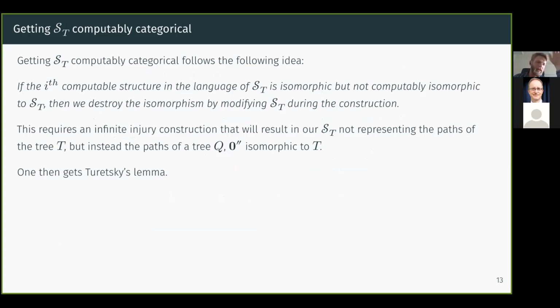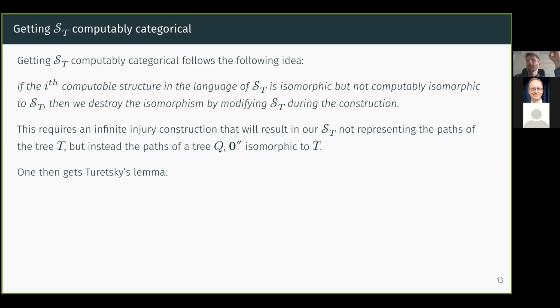It's more or less similar to the special component constructions that people do to get structures with computable dimension too. And the idea is that, if I list all the computable structures in the language of ST, and if I see that the i-th computable structure is isomorphic, but not computably isomorphic to ST, then we destroy the isomorphism by modifying my ST during the construction. So this is a quite involved infinite injury construction. And what will be the result?